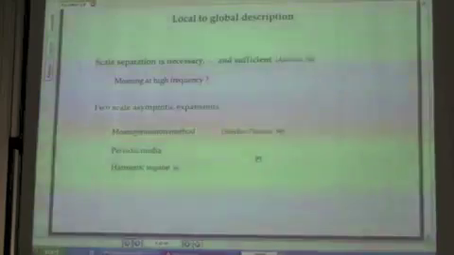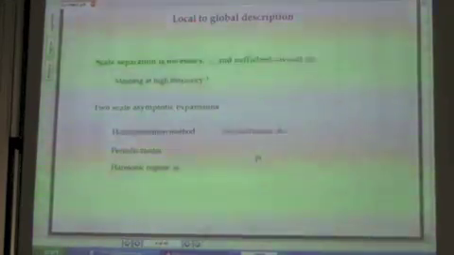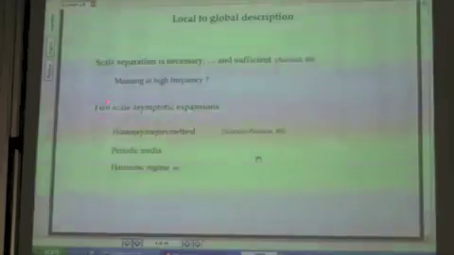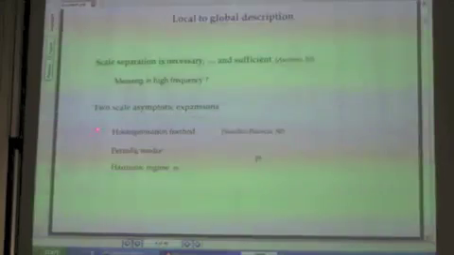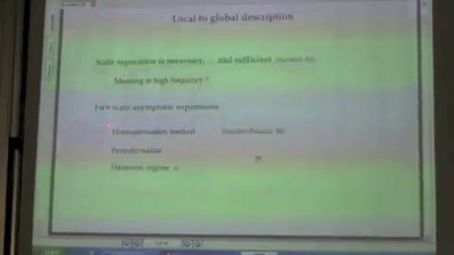So the scale separation for this is a necessary requirement, and it is also sufficient. This notion of scale separation is well known in the case of, let's say, low frequency, but the question is, what is the meaning of scale separation at high frequency? So we'll speak about that. But now, assuming the scale separation, we will see how.